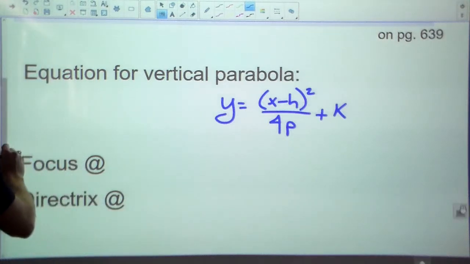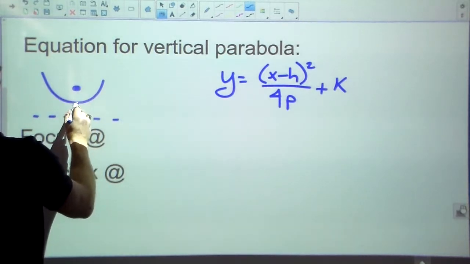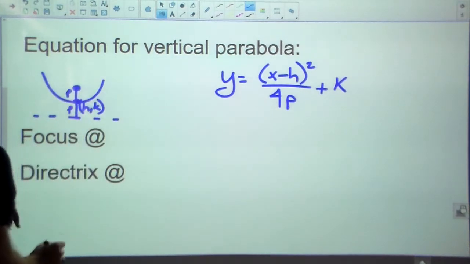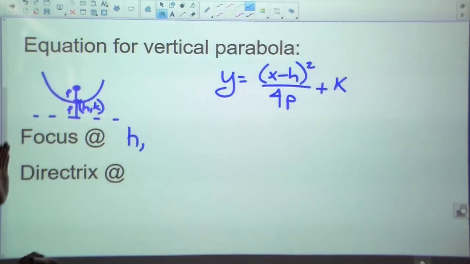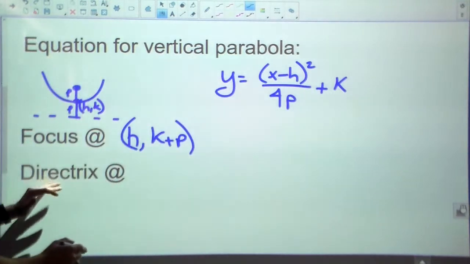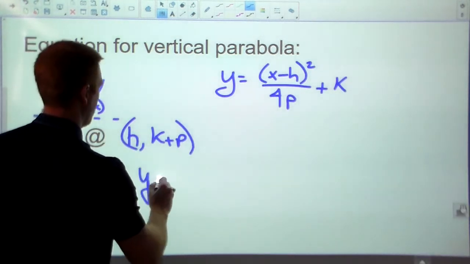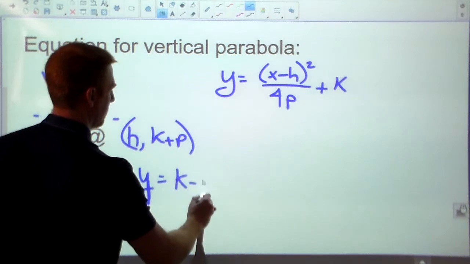Now your focus, just a quick little sketch. Your focus is up here, your directrix is down here. Here's h, k, and that distance is p, the direction you go. So the focus is going to be the same value horizontally, h, but it's going to be k plus p as you go up. The directrix, the first time I've actually written that out for you, that's how you spell it. It's a horizontal line, so there is no x to worry about. It's just y equals whatever your k value is for the vertex and p below that, so k minus p.